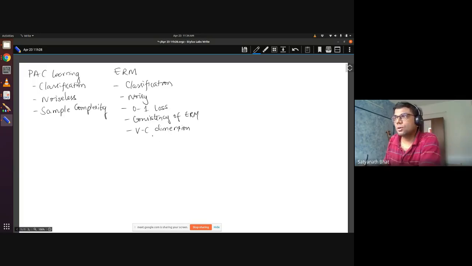And then we also saw this kind of inequality: R of H is less than Rn hat of H plus omega, which is a factor that tells the complexity of the hypothesis class. Perhaps I shouldn't even write the 2n. The most important point there is the H, the complexity. So this we saw.